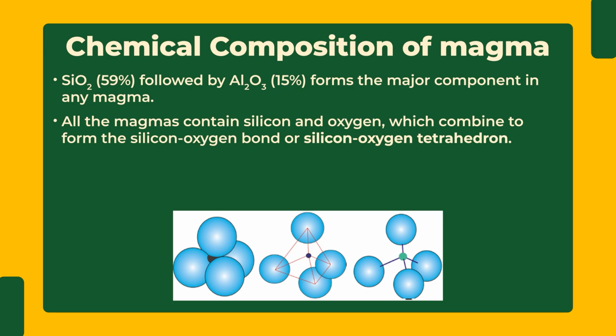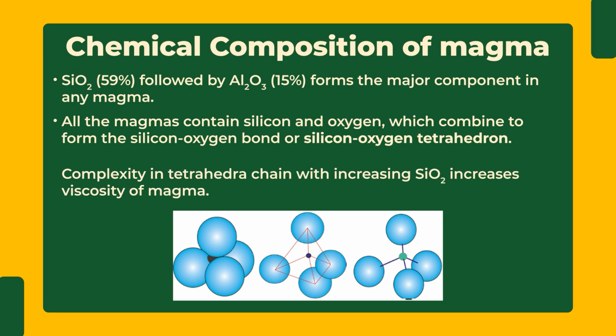On your screens you can see the tetrahedra. As the complexity of the silicon oxygen tetrahedra increases in felsic magma, or in other words in felsic rocks, the magma becomes more viscous.